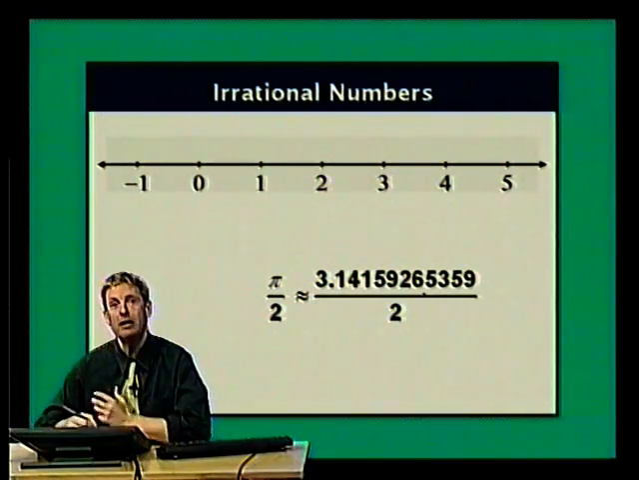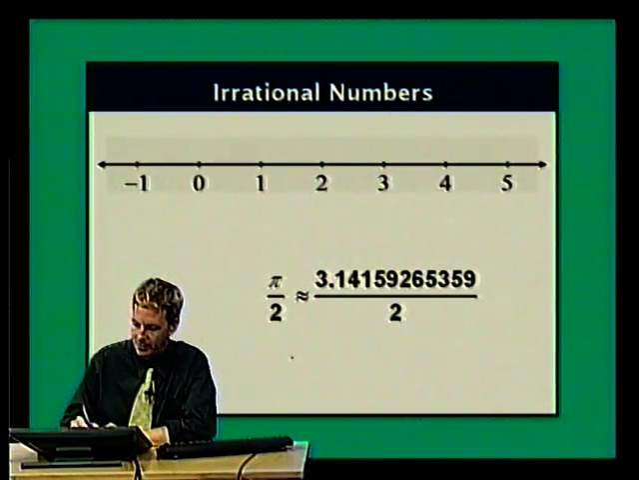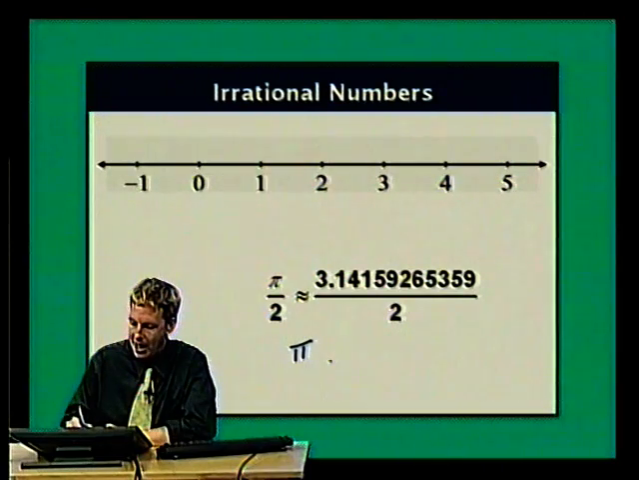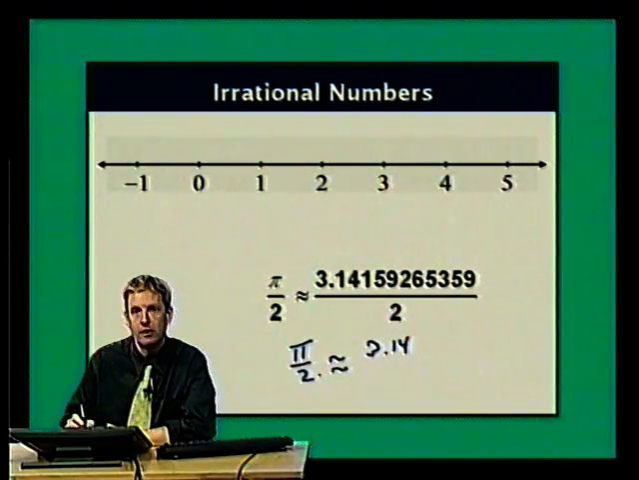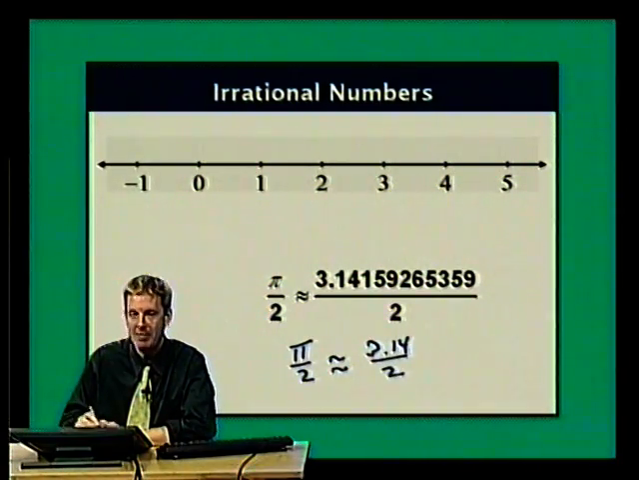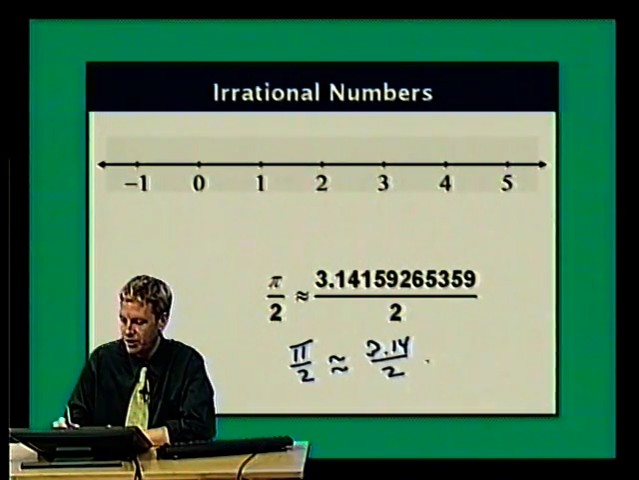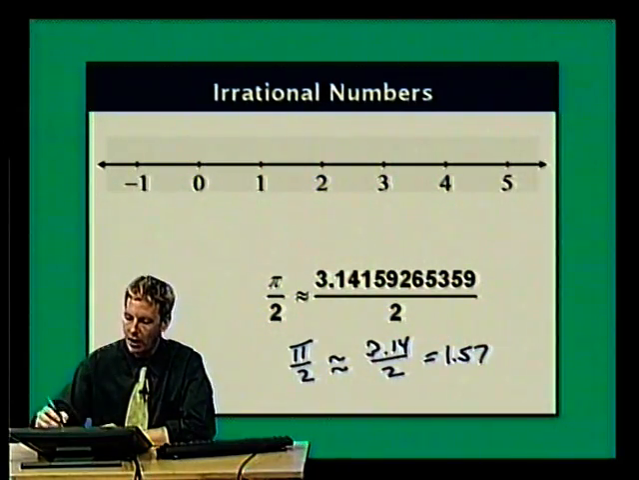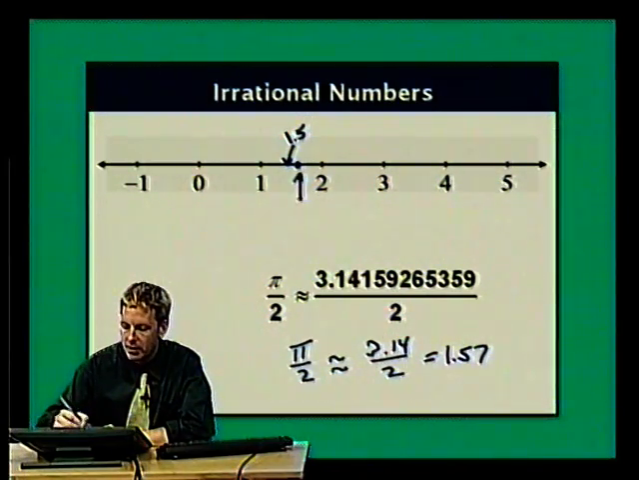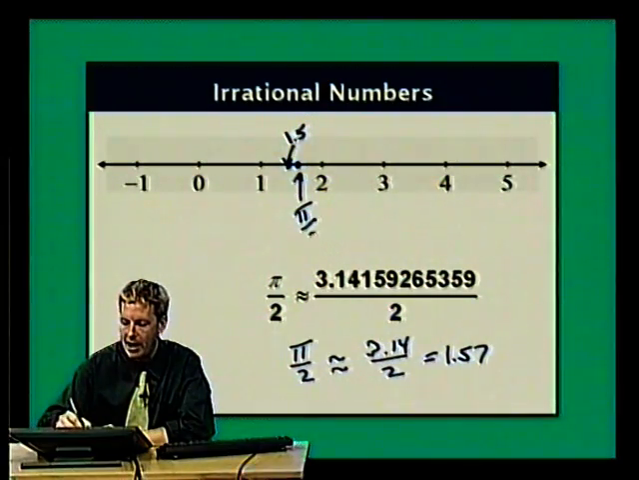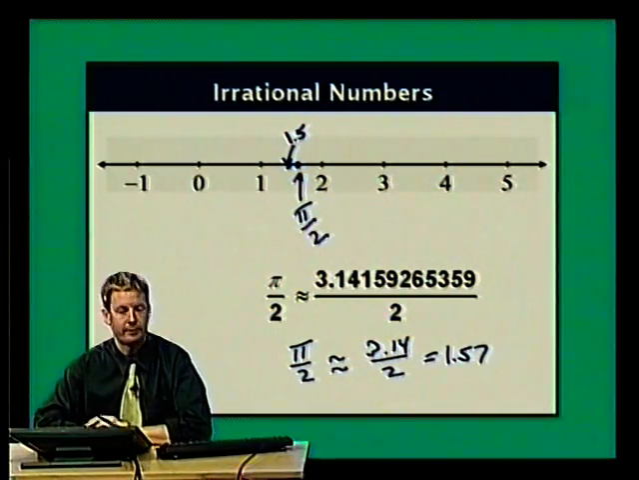Thinking about our simpler approximation for pi, pi is about 3.14, so pi over 2 is about 3.14 over 2, which is 1.57. So a little bit to the right of 1.5, there's a point on the real number line that we associate with pi over 2.